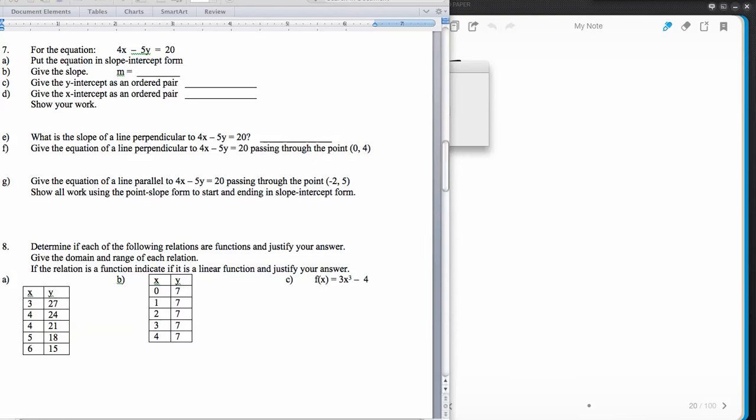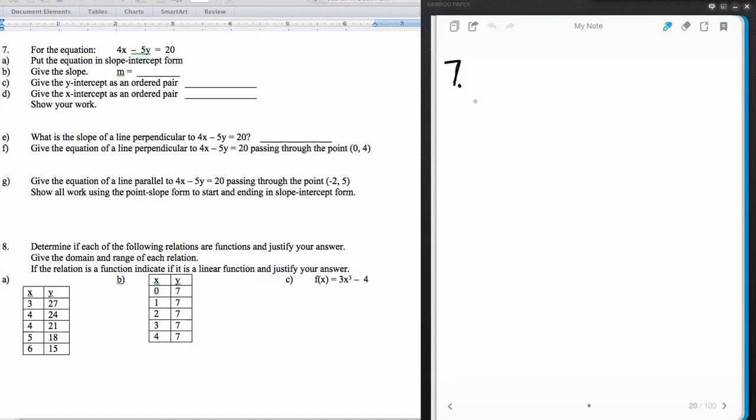Alright, this continues our classwork night 12. We are going to be working on problems 7 and 8 in this video. So in problem number 7, the first thing we need to do is put the problem into slope-intercept form. So we start with 4x minus 5y and put it in slope-intercept form.